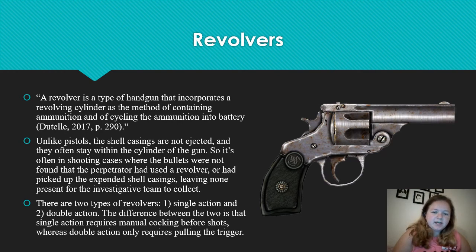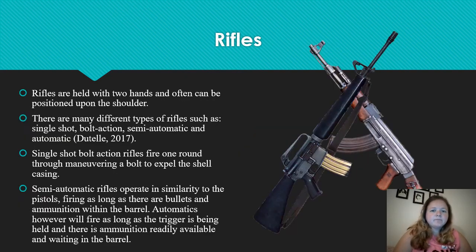There's also two types of revolvers. There's a single action and a double action. The difference between the two is that the single action requires manual cocking, whereas the double action only requires you to pull the trigger at that point.